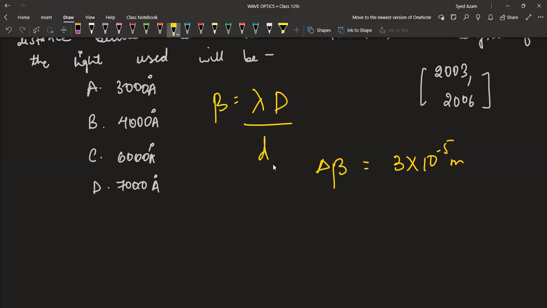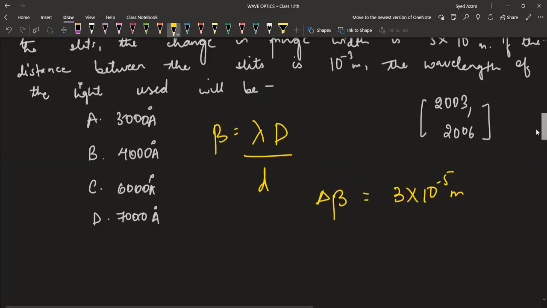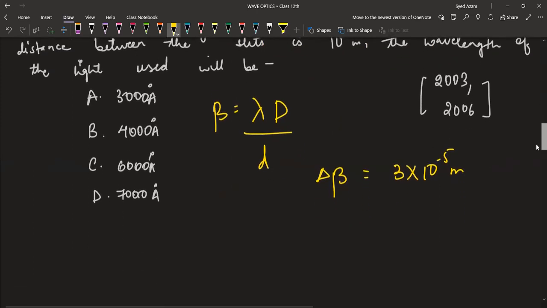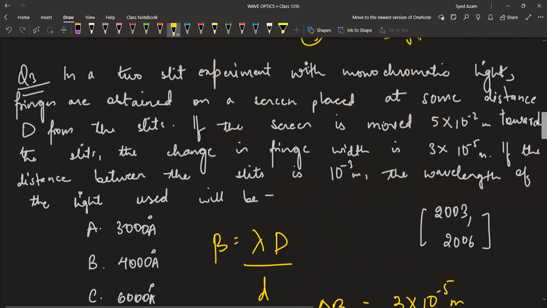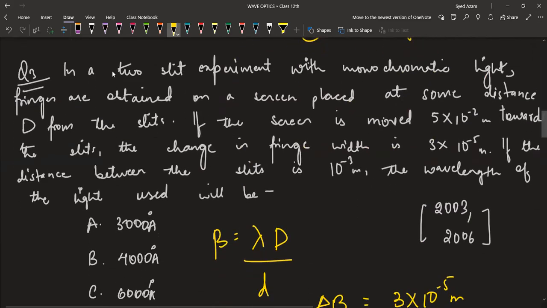So beta is lambda capital D by small d. What is capital D, small d? You can see from the question, everything is clearly mentioned. Since a change is given, you calculate the change also. Change in the distance of the slit means this difference. Is it given? Let's see. In a two-slit experiment with monochromatic light, fringes are obtained on a screen placed at some distance D from the slit. The screen is moved this much towards the slit. So this is the change in the distance that has occurred, right? This is also not the final value.